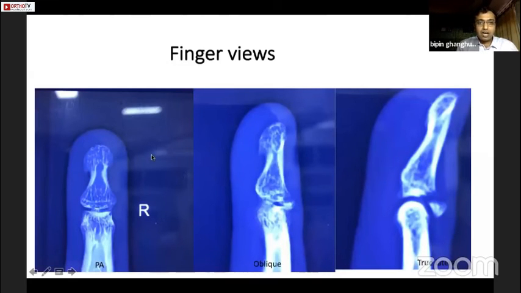So for finger views, again, the PA view, oblique view, and true lateral view are very important to note the exact anatomy and the type of fracture. This is a type of mallet fracture. You find it only on the true lateral view.